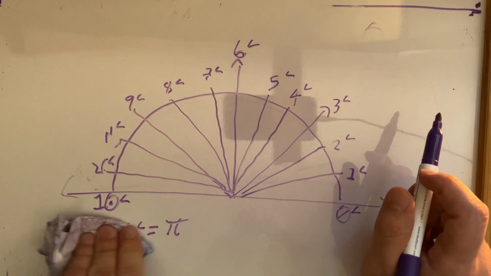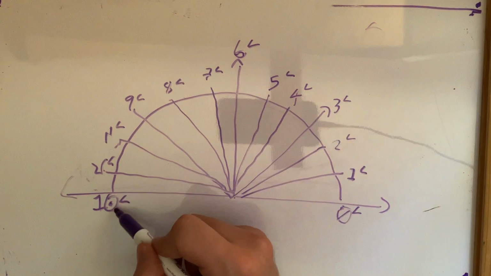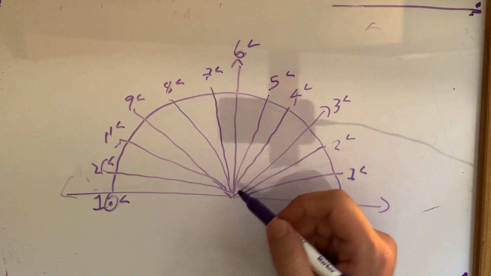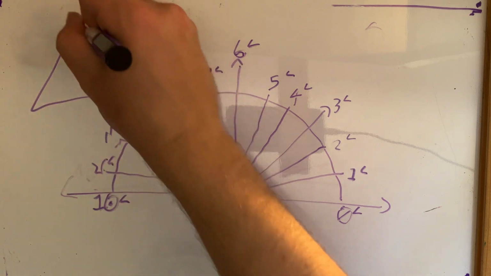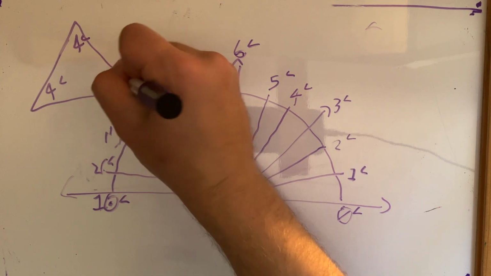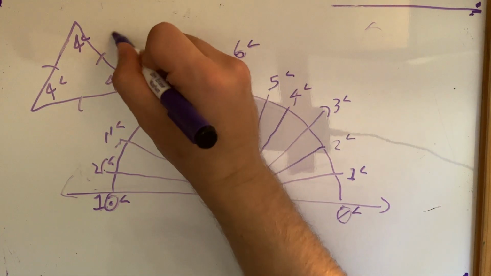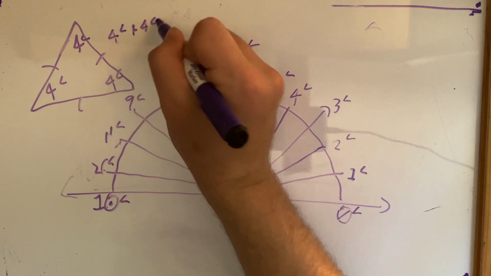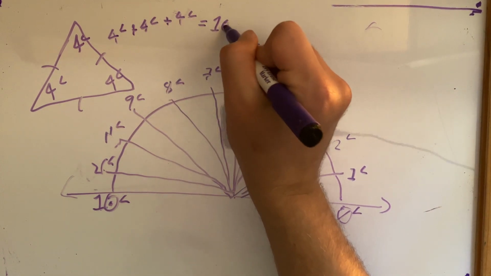Okay. So what's the first thing that comes as a result of this? This used to be 180 degrees in base 10. So that means that the angles of a triangle now add up to 12. So here's an equilateral triangle. You have a 4 angle, a 4 angle, and a 4 angle, right? 4 angle plus 4 angle plus 4 angle equals 12 angles.